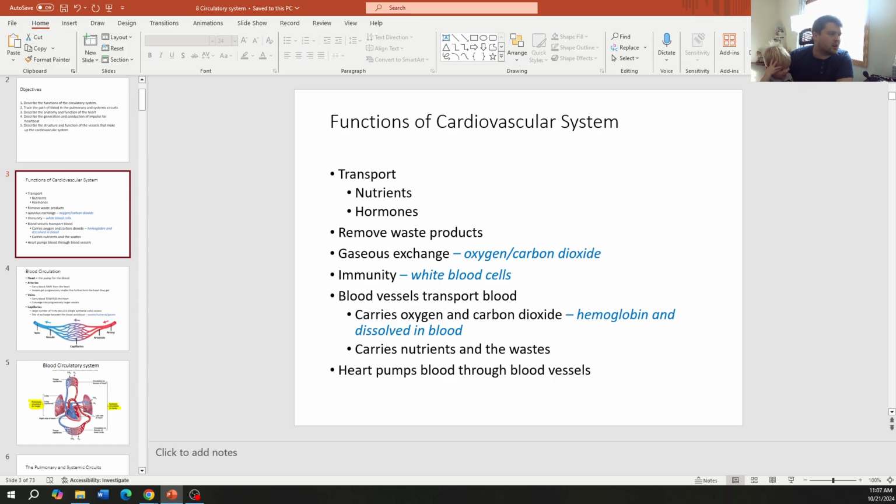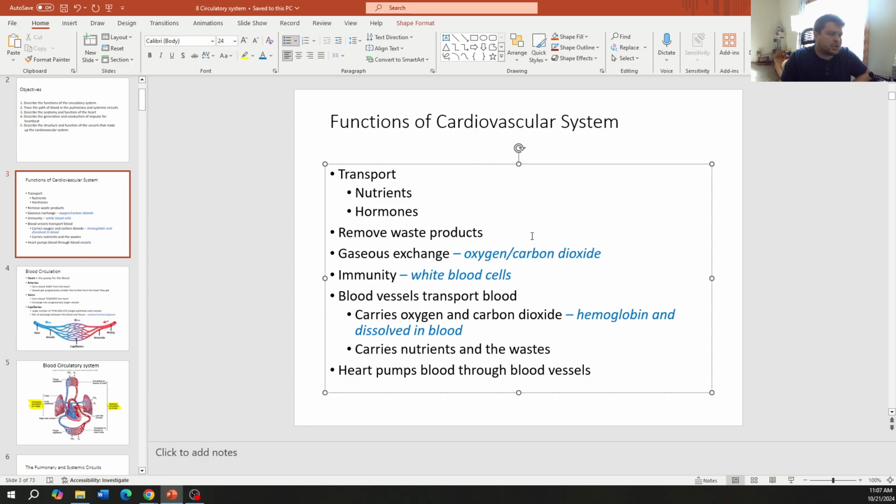So, functions of the cardiovascular system: obviously transport of the nutrients, the hormones, everything that goes through the blood, and removal of waste products, specifically carbon dioxide, but also a lot of other waste products. A big one is going to be lactic acid. You'll talk about this more in biochemistry, when we go through a process called glycolysis to produce a substance called pyruvate, to then send that into other cycles to produce ATP, or energy.